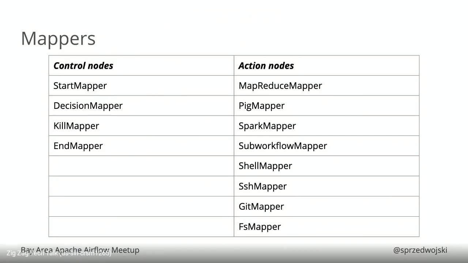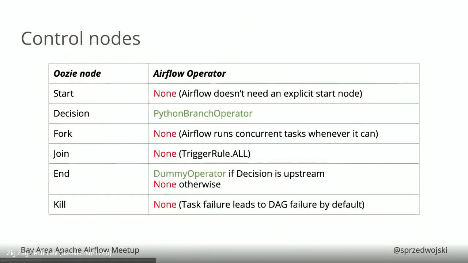So like I said, the core of the work is done in the mappers. For each Oozie node, you need a separate mapper, and these are the ones that are currently implemented. It's not all of them, but most of them. And here you can see how we map each Oozie node to the Airflow operator.